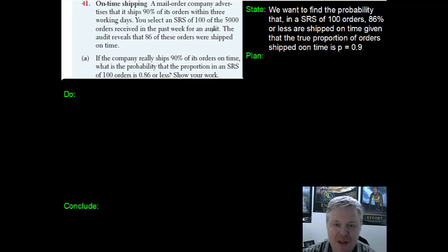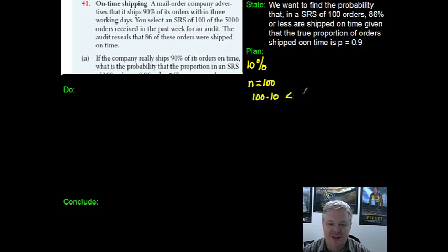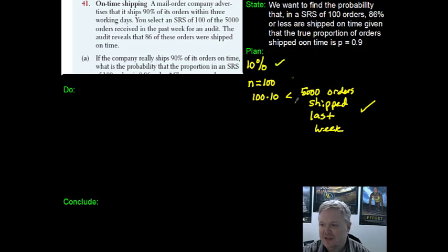Okay, so in the plan stage, we know we want to check our conditions. So we want to check our 10% condition. We know that there's 100, so we're going to take where n equals 100. So I know that 100 times 10 is going to be less than the 5,000 orders that were shipped last week. All right, so that's checked. So we checked our 10% condition.